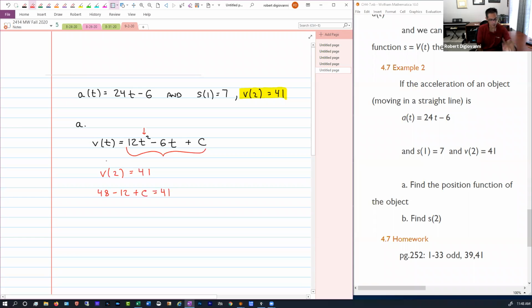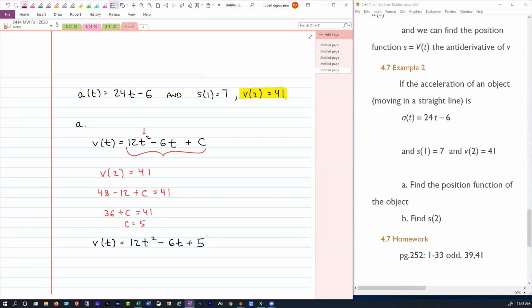Okay, now let's just solve this. This is 36 plus c equals 41. And that means that c is 5. Just subtract 36 on both sides. So Nick, do you see now that where originally we had the plus c and didn't know which of the family members it was, with that one piece of information we now know what c is, and therefore we know the exact velocity function? Is that clear, Nick? Yeah.